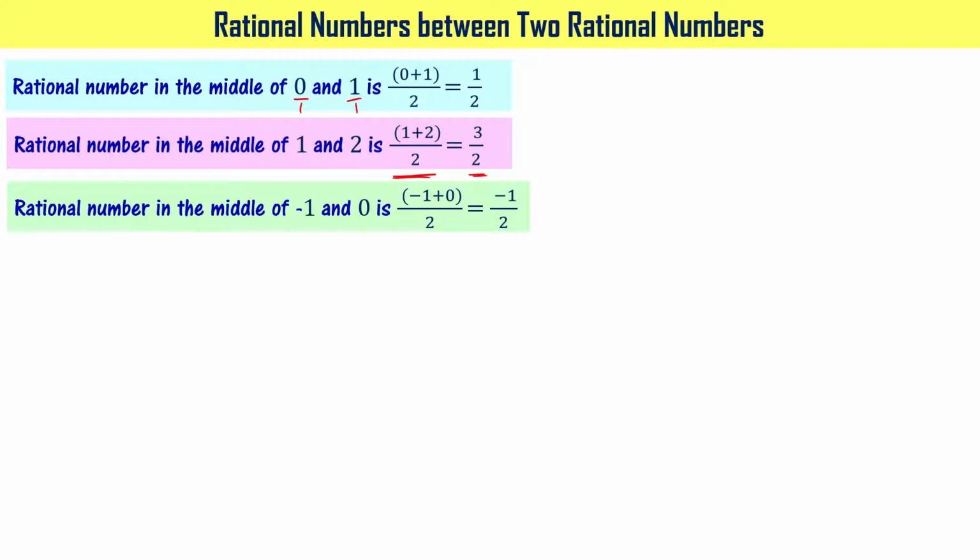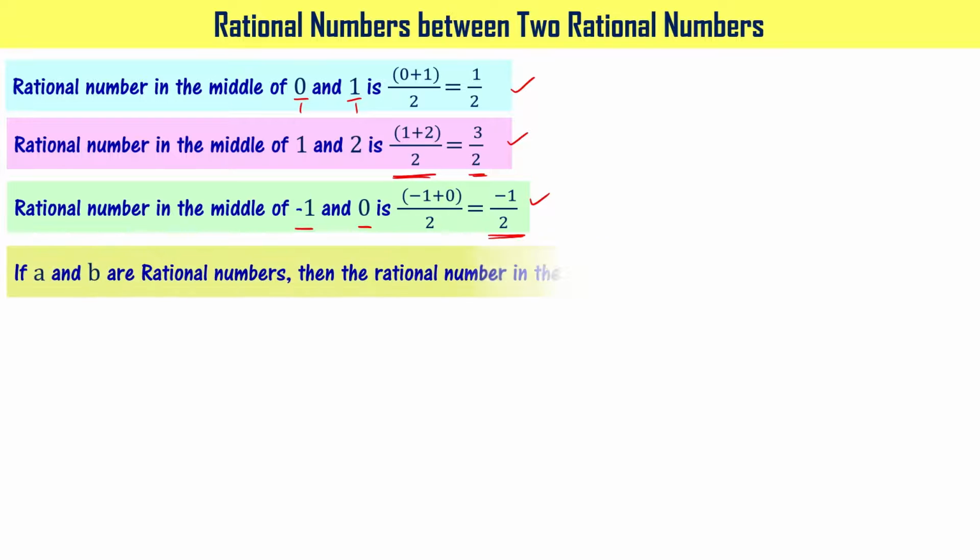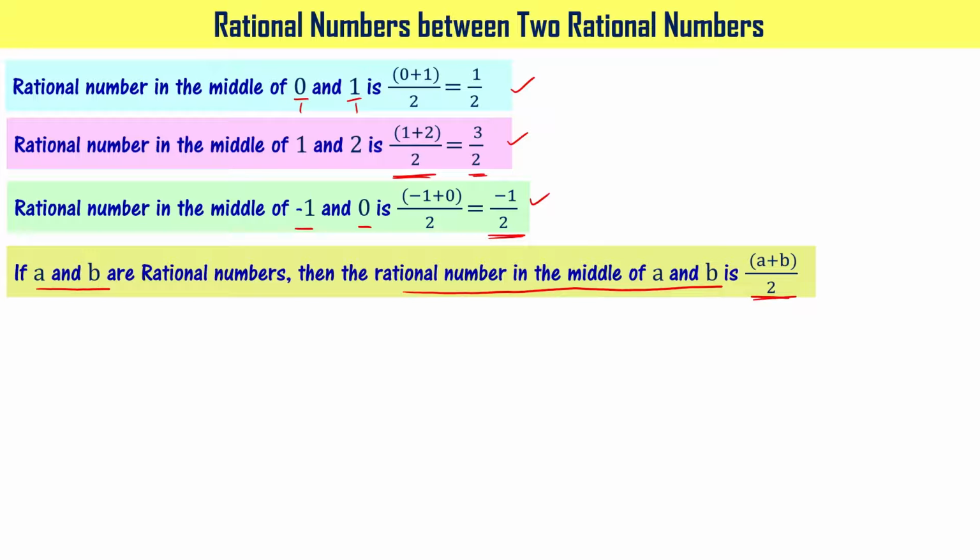The rational number in the middle of minus 1 and 0 is the average of minus 1 and 0, that is minus 1 plus 0 divided by 2, which is equal to minus half. When you observe all these, what you have learned is, if A and B are rational numbers, then the rational number in the middle of A and B, exactly at the center point, can be written as A plus B by 2, right?